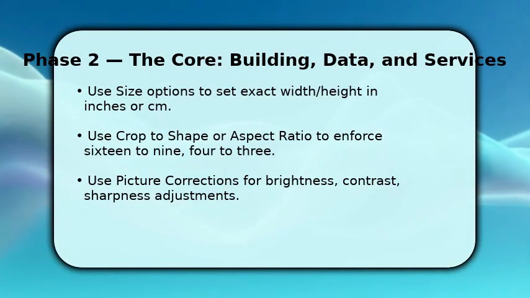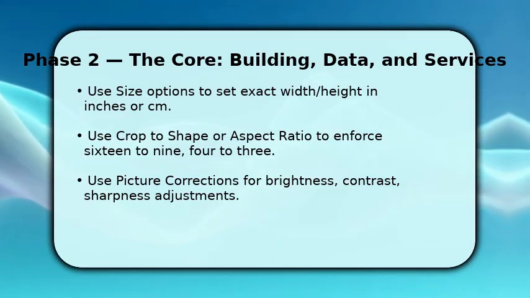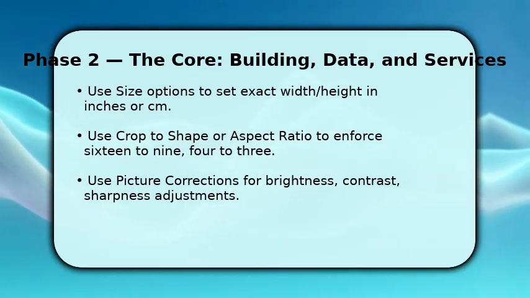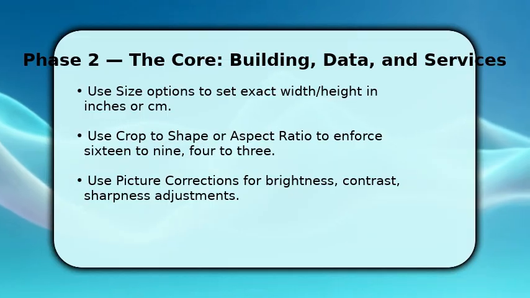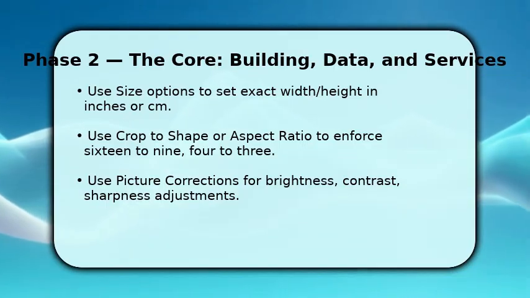Adjust size numerically in the size pane to match slide layout and lock aspect ratio so shapes remain natural. Use crop with aspect ratio presets to enforce 16:9 or 4:3 and crop to shape if you need rounded or custom silhouettes. Once done, open picture corrections and adjust sharpness, brightness, and contrast gradually.